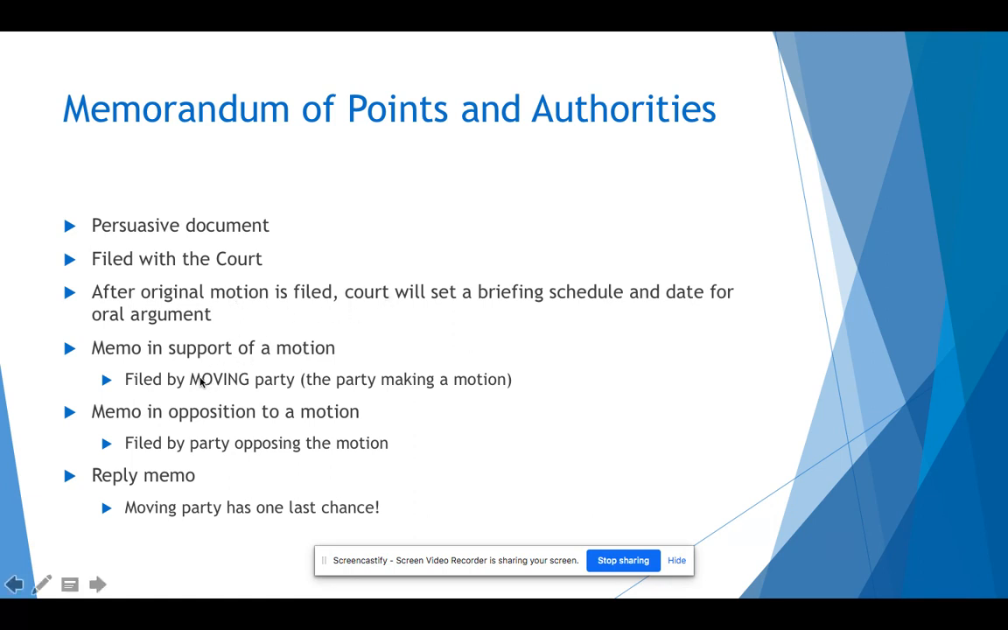Okay, so the moving party files their memo in support of a motion, and then the response is filed by the party opposing the motion, and then the reply would be the moving party has one last chance to answer what has been brought up by the opposing party in the response.